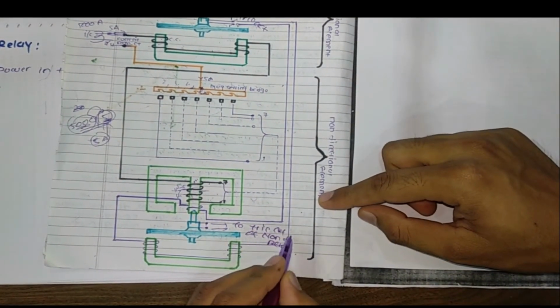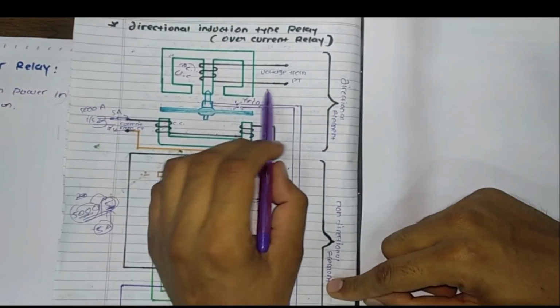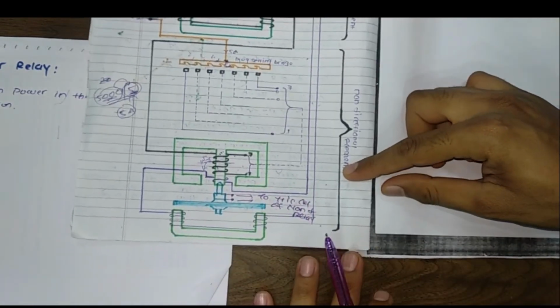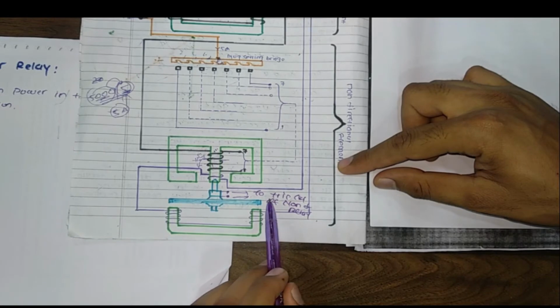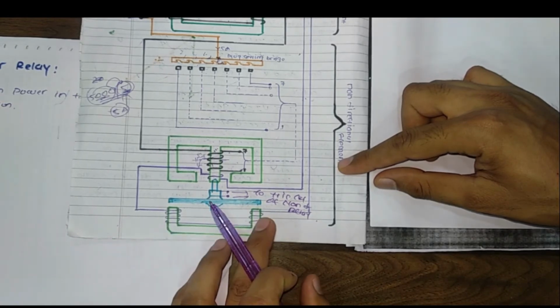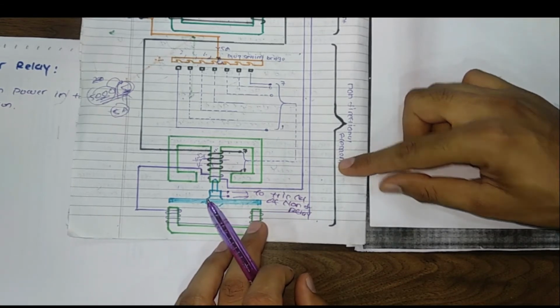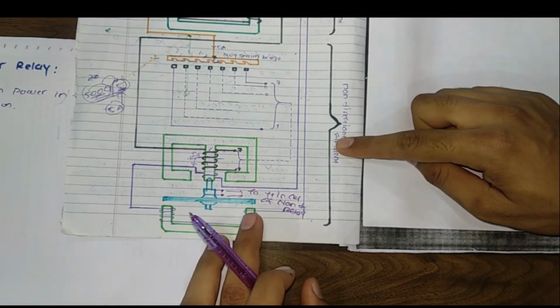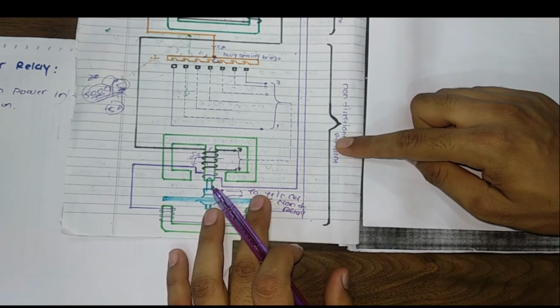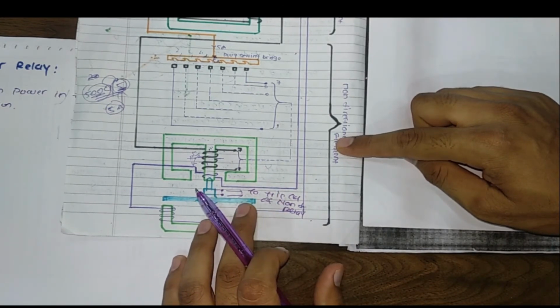This is the trip circuit of the non-directional element, and this is the trip circuit of the directional element. The relay will operate only when the trip circuit of the non-directional relay closes, and it will give a signal to the non-directional relay. For this to happen, it is necessary that the trip circuit of the non-directional relay must be closed.